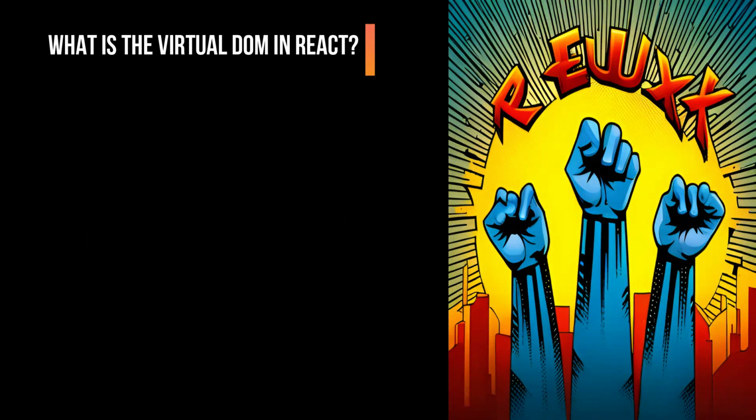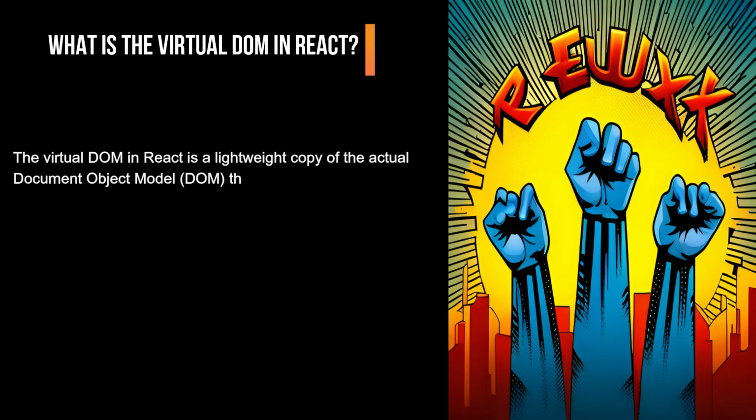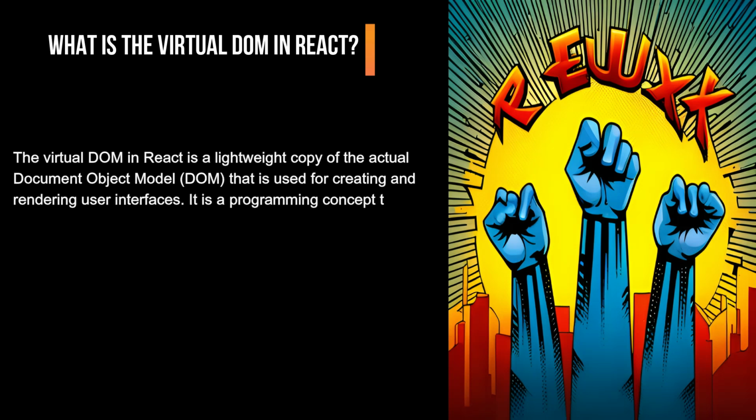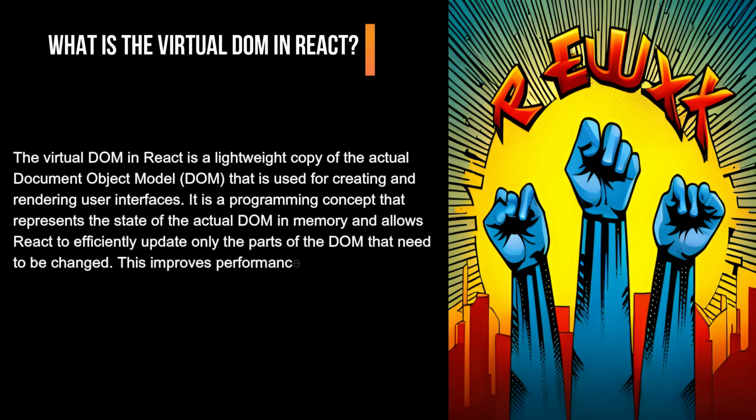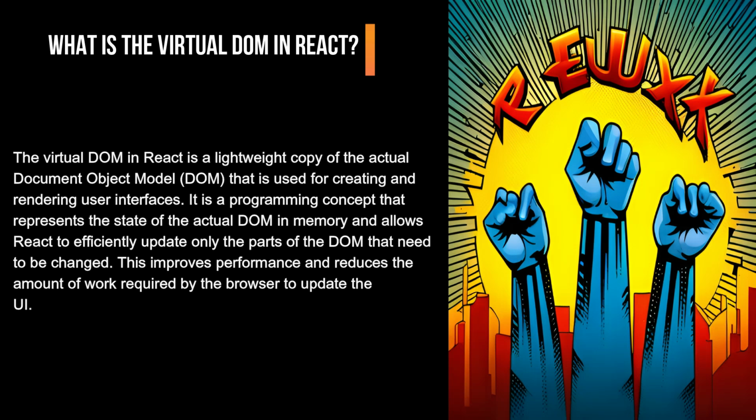What is the virtual DOM in React? The virtual DOM in React is a lightweight copy of the actual Document Object Model, DOM, that is used for creating and rendering user interfaces. It is a programming concept that represents the state of the actual DOM in memory and allows React to efficiently update only the parts of the DOM that need to be changed. This improves performance and reduces the amount of work required by the browser to update the UI.